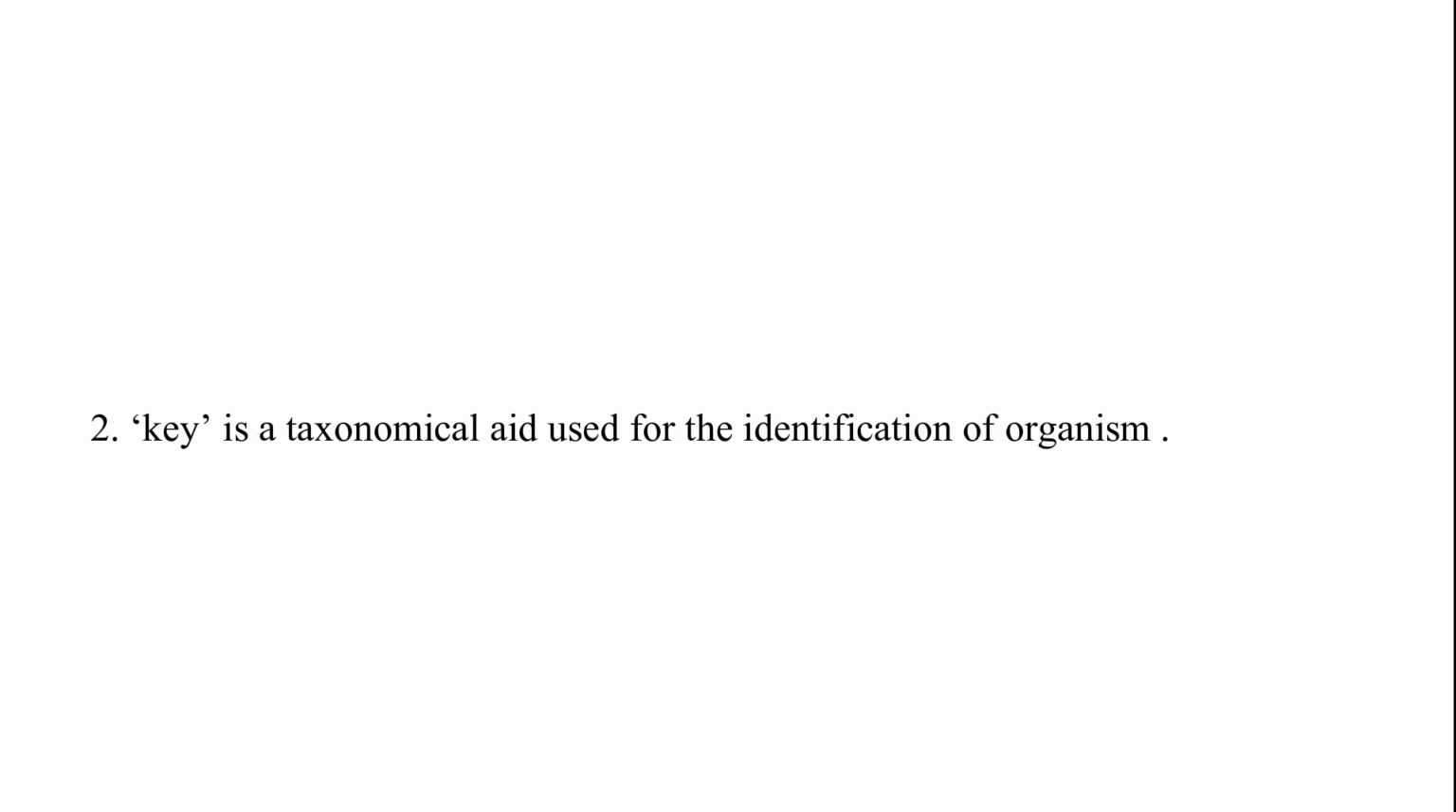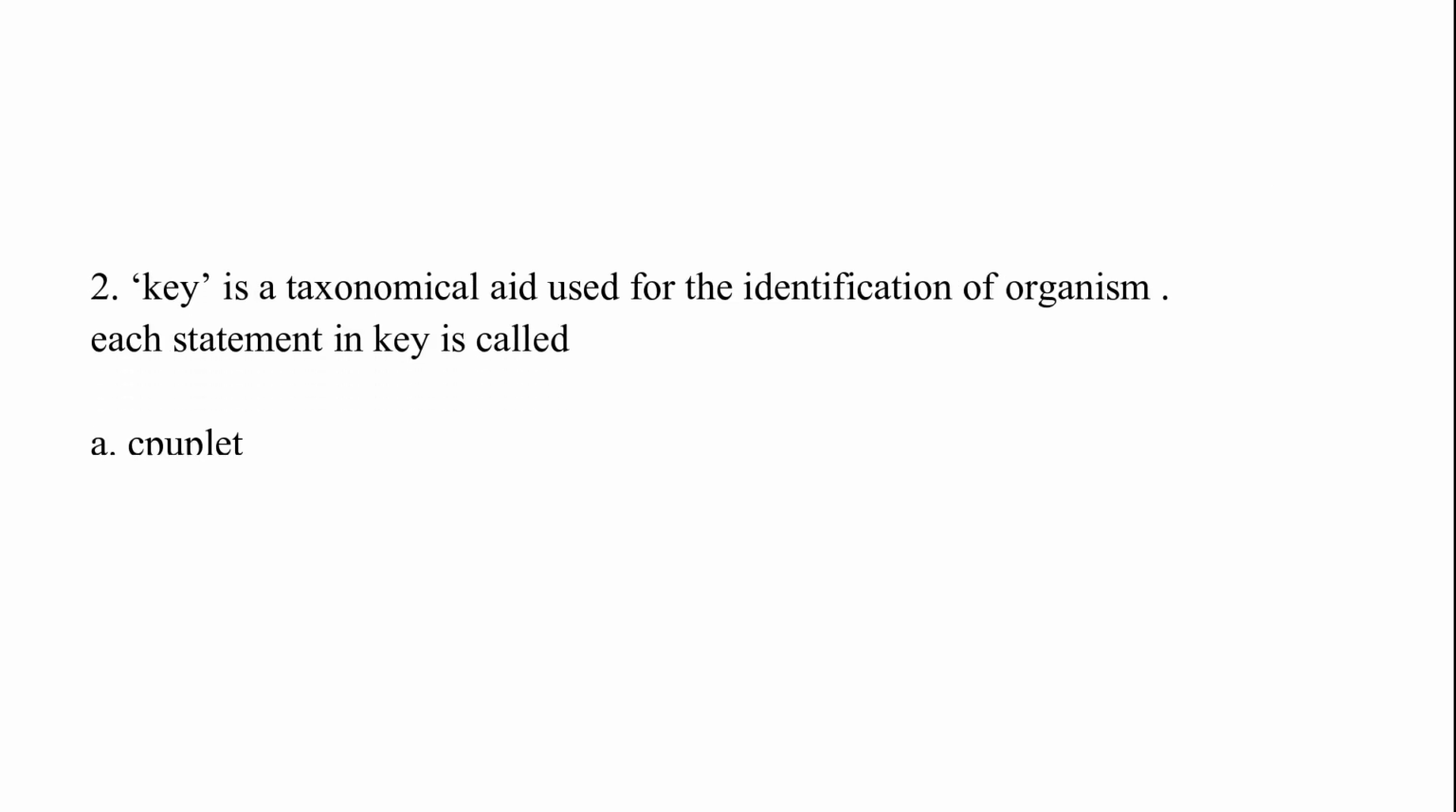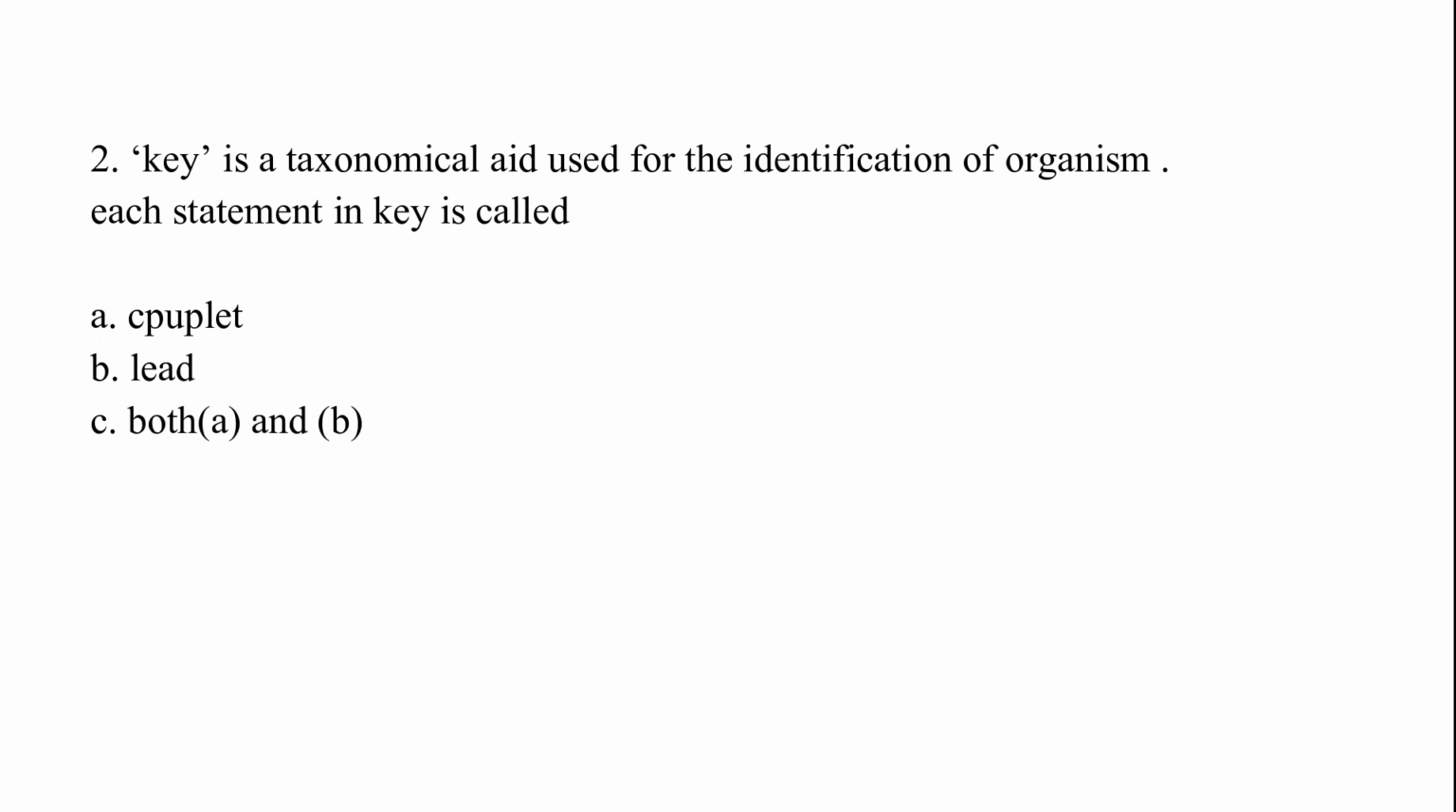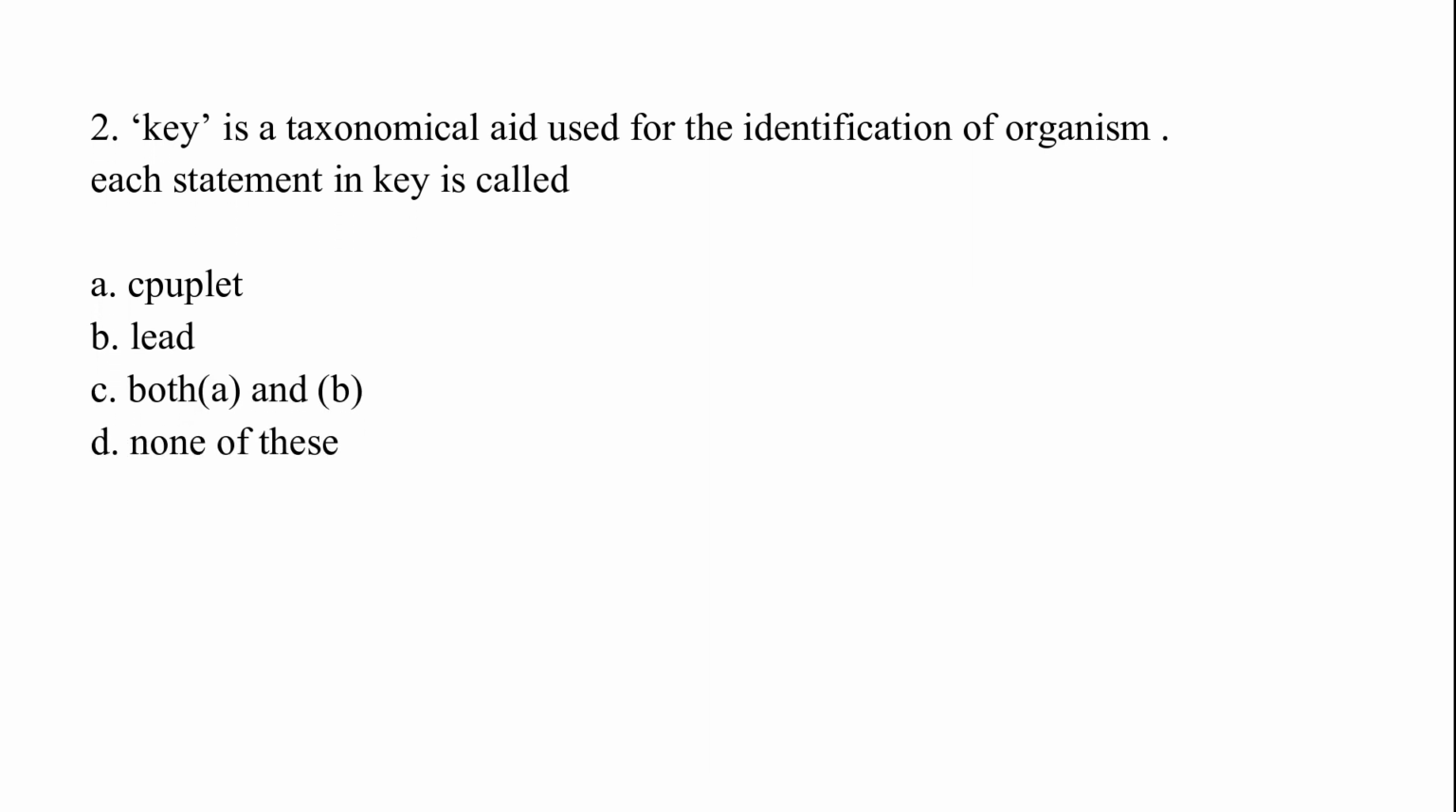Key is a taxonomical aid used for the identification of organisms. Each statement in a key is called: option A, couplet; option B, lead; option C, both A and B; option D, none of these. What is the correct answer? The correct answer is option B, which is lead.